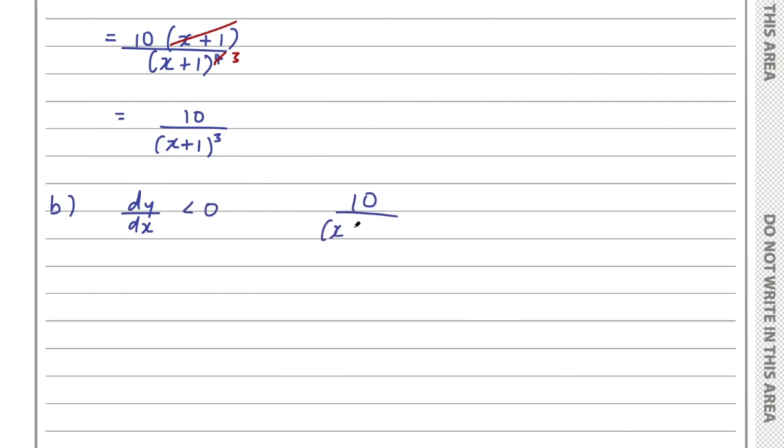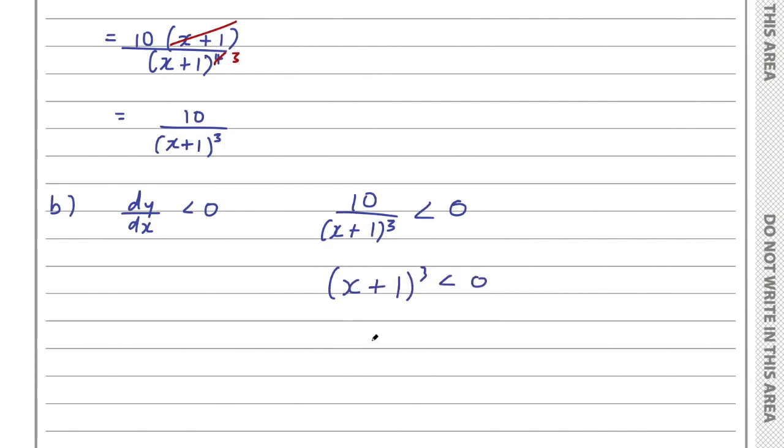So 10 on (x plus 1) cubed is less than 0. For this expression to be less than 0, the denominator would have to be negative, right? Because the numerator is positive. So (x plus 1) cubed must be less than 0.